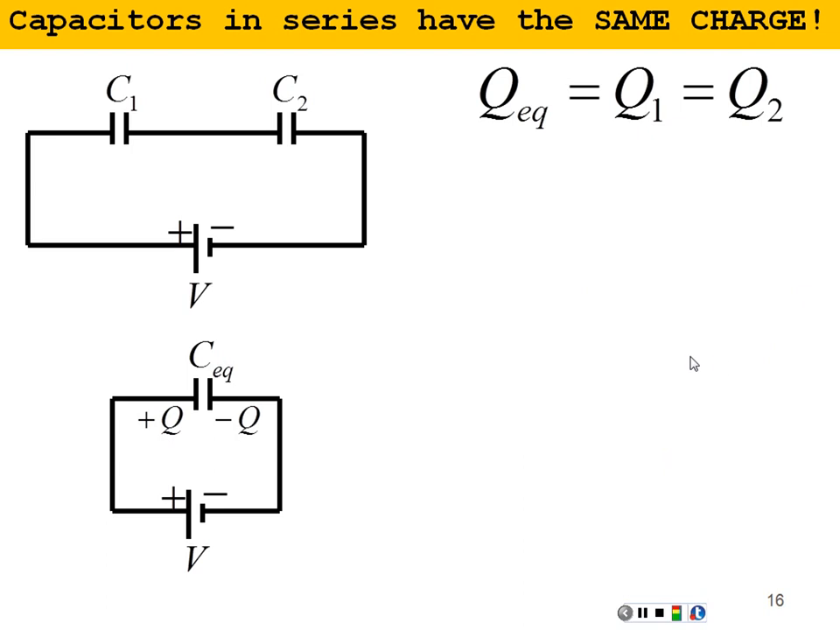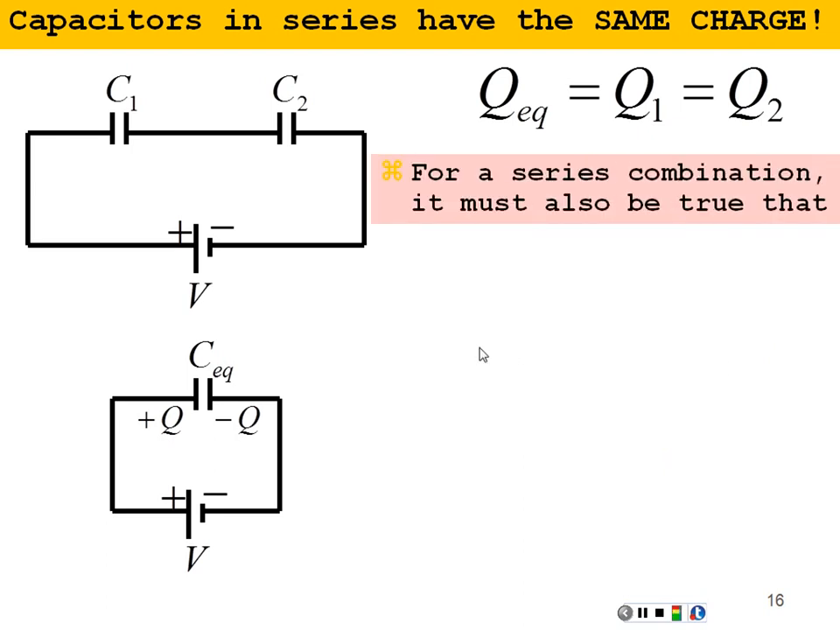So capacitors in series have the same charge. Q equivalent is equal to Q1 is equal to Q2. Now if we had a series combination across this battery, we're going to have a potential drop across C1 and a potential drop across C2, and that should be equal to the full drop across C equivalent because they're across the same battery. So it should be true that V is equal to V1 plus V2.